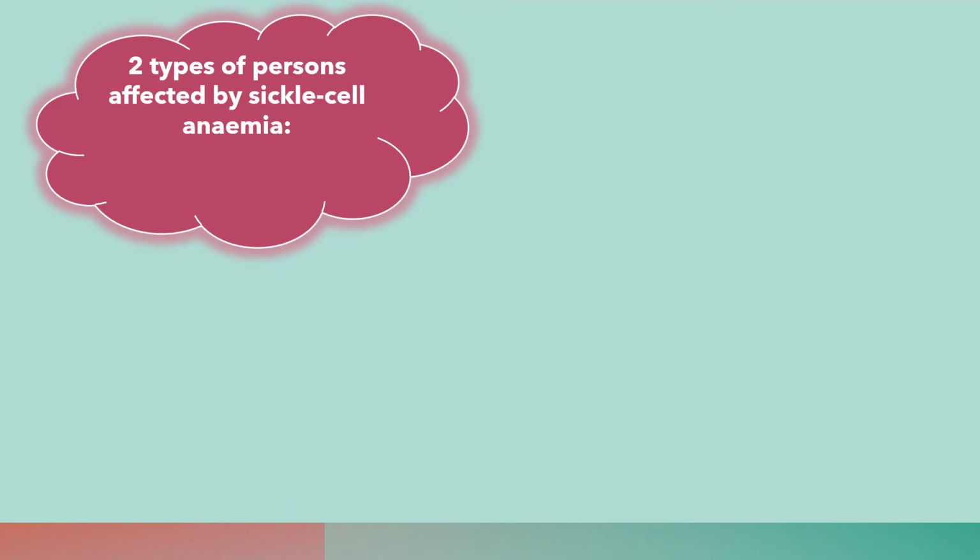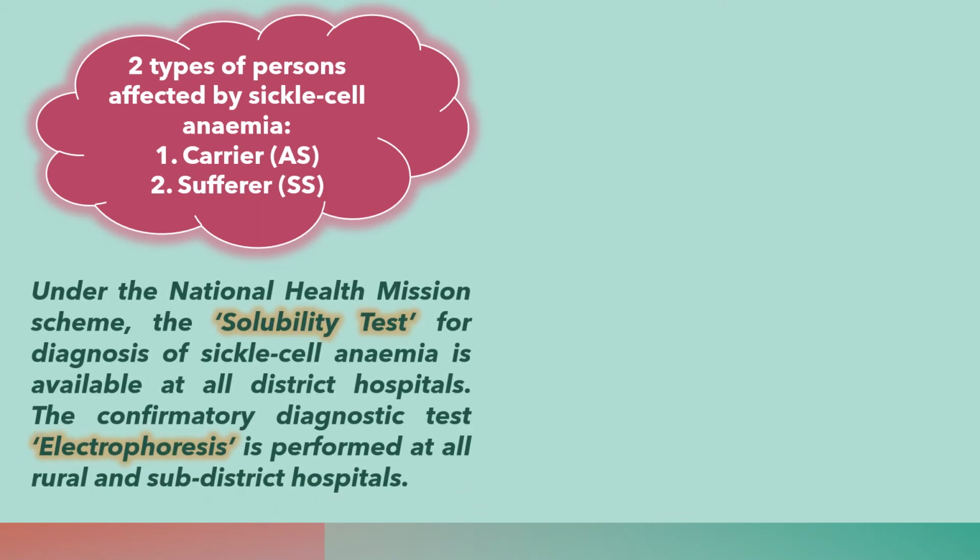There are two types of persons affected by sickle cell anemia. That is, one is the carrier and one is the sufferer. Now, under the National Health Mission Scheme, which the government has organized, the solubility test is taken for the diagnosis, to come to know of the sickle cell anemia, and it's available at all district hospitals. Now, to confirm that you have sickle cell anemia, there is another test performed at all rural and sub-district hospitals called electrophoresis.